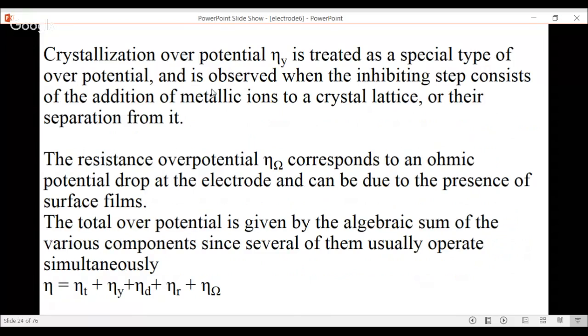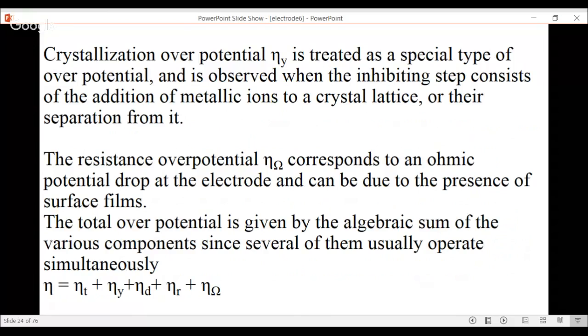Crystallization over potential is treated as a special type of over potential and is observed when the inhibiting step consists of addition of metallic ions to the crystal lattice or their separation from it. For example, copper ion deposited as copper, or zinc dissolving as zinc 2+.